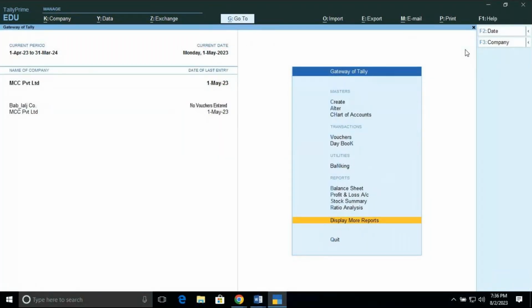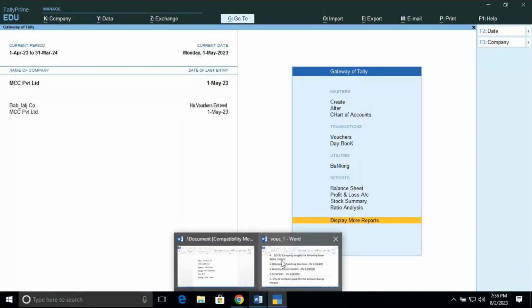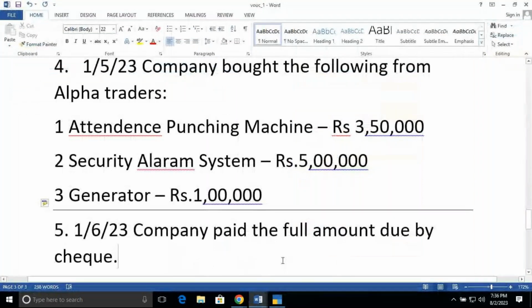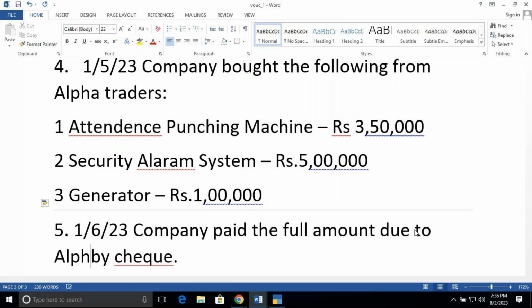So now let us record the transaction. The company paid the full amount due by check. Full amount due, you are right. Correct. Simply I can't say to Alpha Traders. That is a complete transaction: payment to Alpha Traders by check.